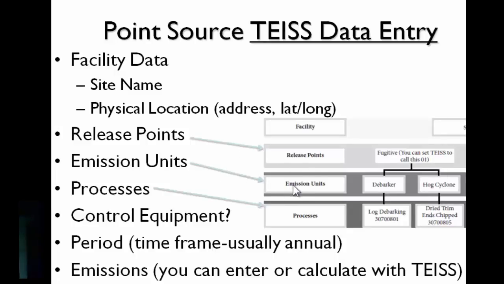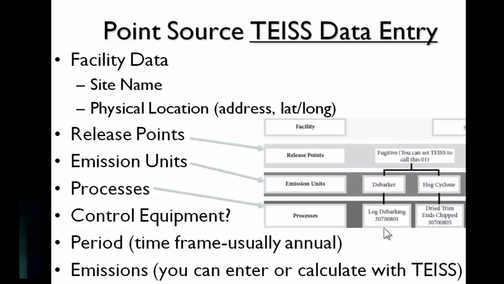The emission units, that may, for example, this looks like it's a sawmill. So there are debarkers at sawmills, there are hog cyclones at sawmills, and each of those would be a unit, like a physical thing, where something happens and air pollution is emitted from that emission unit. And then processes, because you could have an emission unit with multiple processes. So don't get confused by this, just treat every case as a new case and do the research, and we will be here to help you go through this.